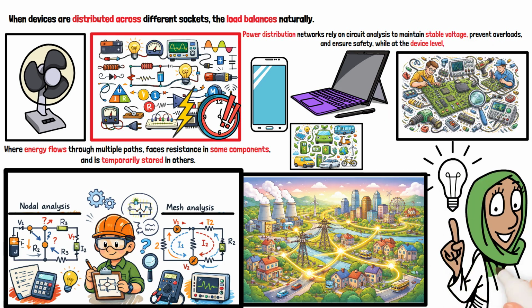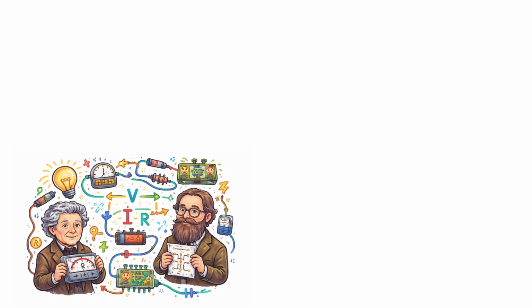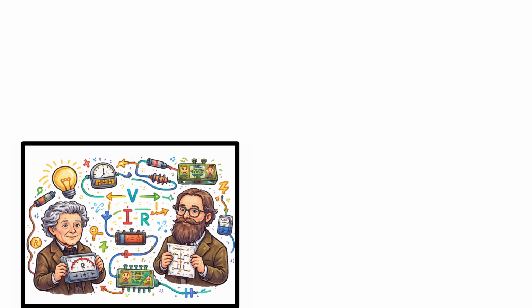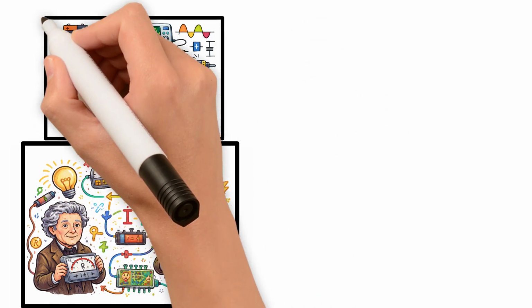These ideas were later systematically formalized through the work of thinkers like Georg Ohm and Gustav Kirchhoff, who recognized that electrical behavior follows consistent laws that can be modeled, predicted, and scaled, which is why circuit theory remains the foundation of all modern electrical systems.